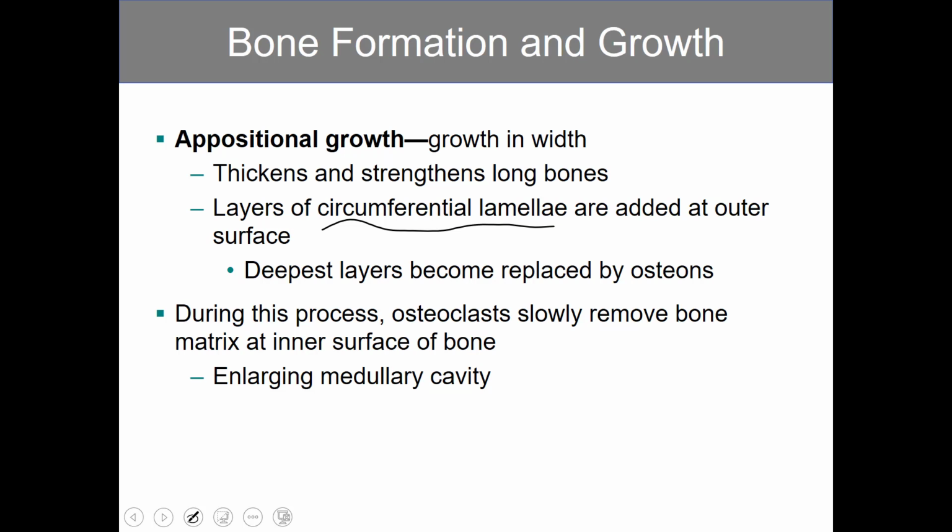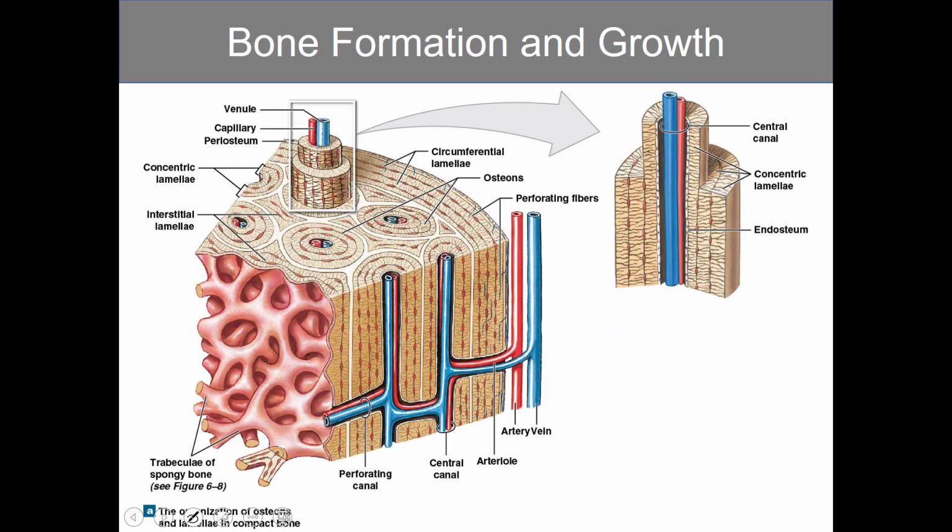During this process, osteoclasts are going to remove the bone matrix at the inner surface of bone, ultimately enlarging the medullary cavity. Here's a cross-section of compact bone. We see the spongy bone here in the medullary cavity region, and it's right here where we have these circumferential lamellae. So appositional growth involves adding circumferential lamellae. So you end up adding these layers of bone surrounding the superficial layer of the bone itself.